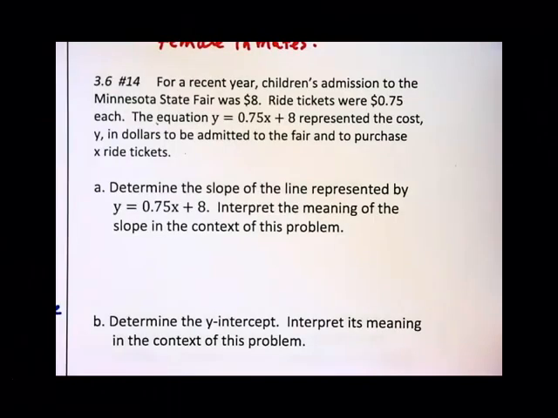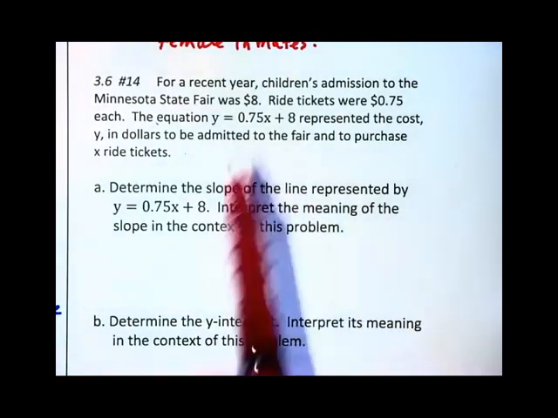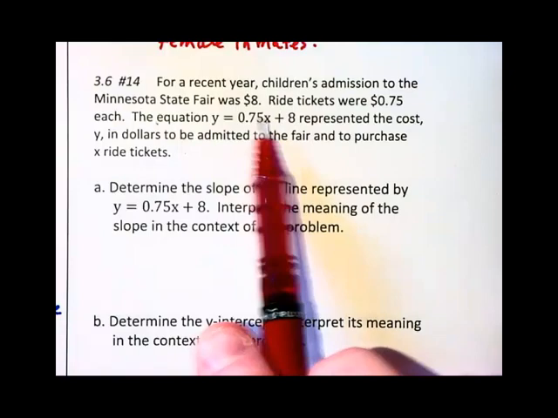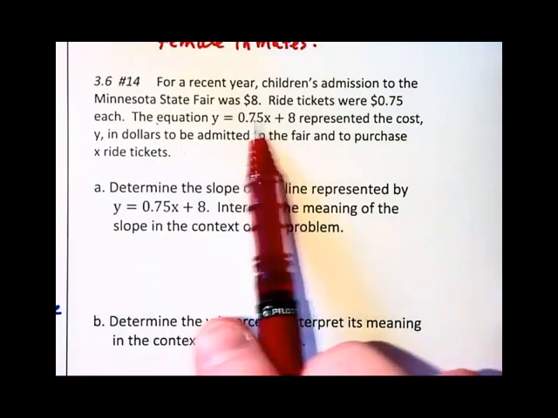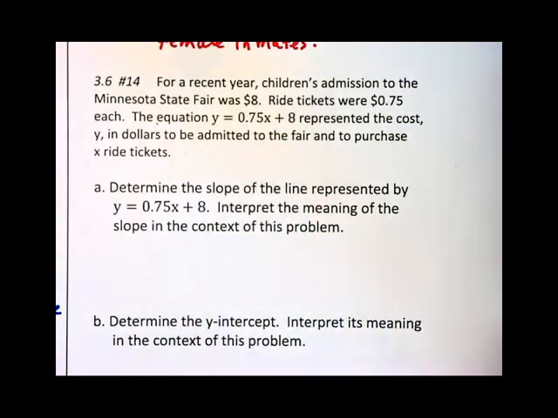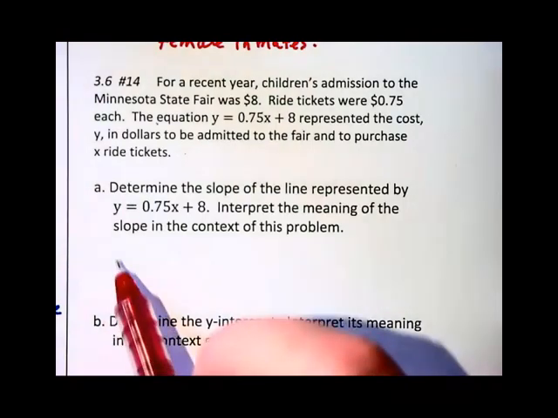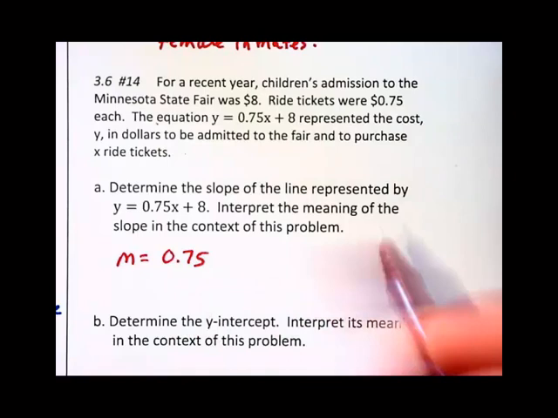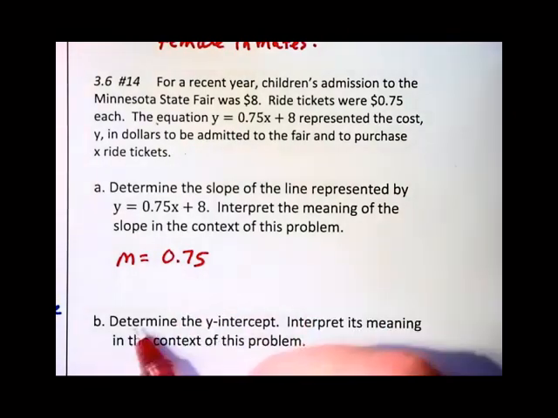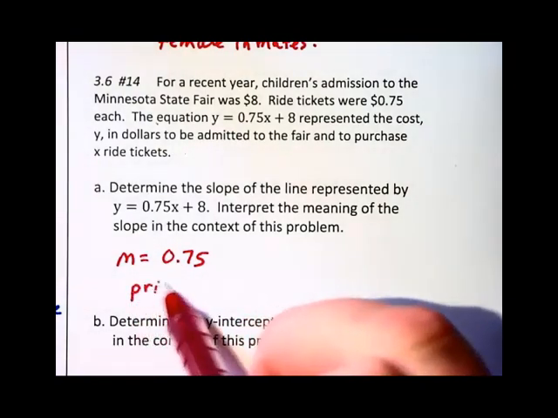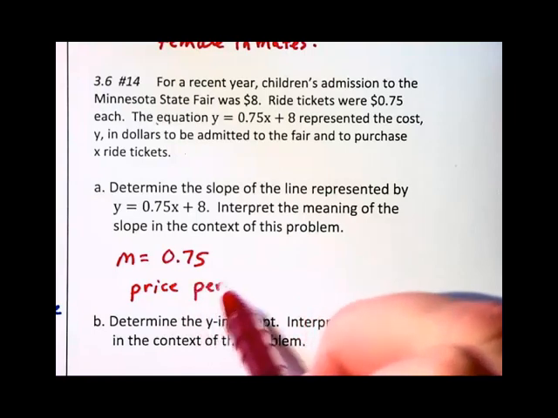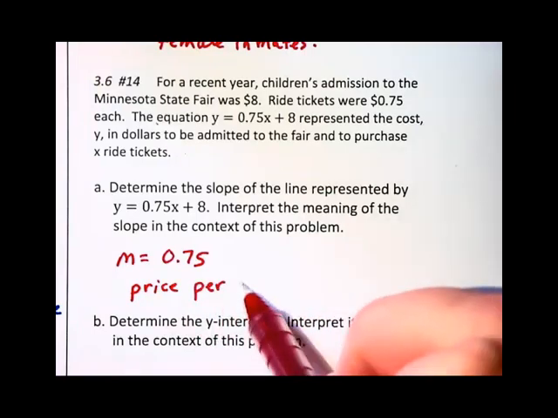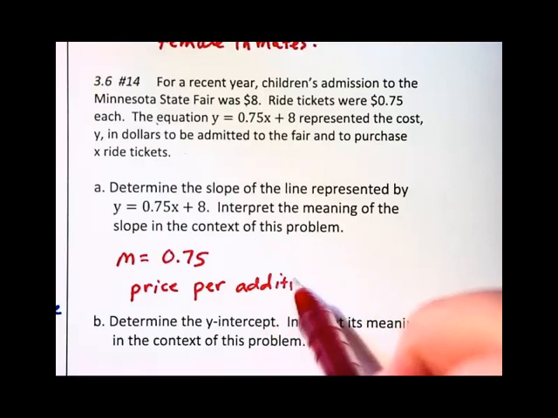In a recent year, children's admission to the State Fair in Minnesota was $8. Rides were 75 cents each. Here's our equation, 75 cents times each ride. Notice how that's acting like our slope. Determine the slope. Okay, m is going to equal 0.75. What is its interpretation? That would be the price for each additional ride.